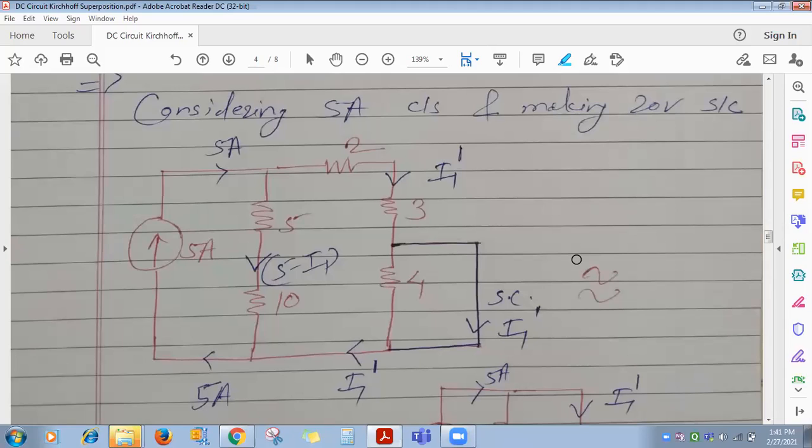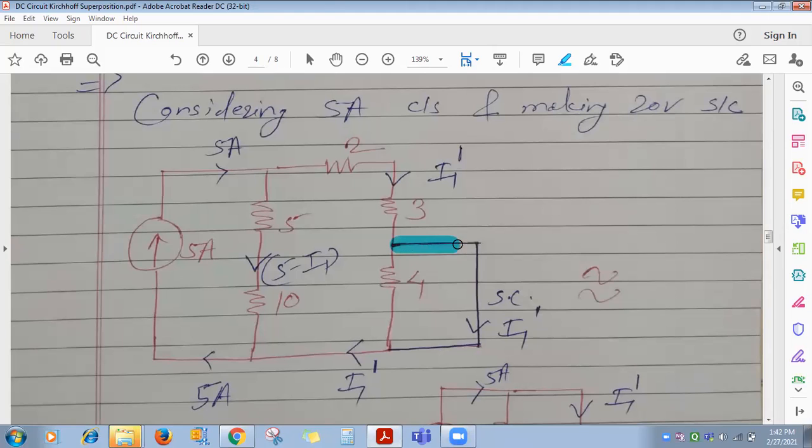First, you have to draw the circuit. Done? Once you finish, please tell me. Done? Yes, ma'am. Okay, so what we have to do is redraw the complete circuit as it is.